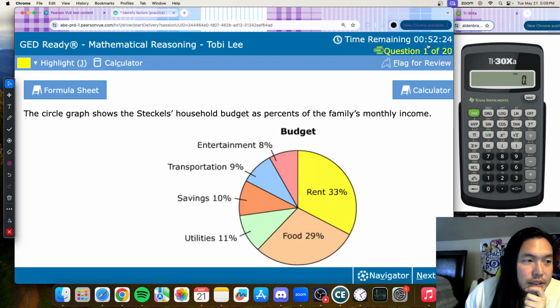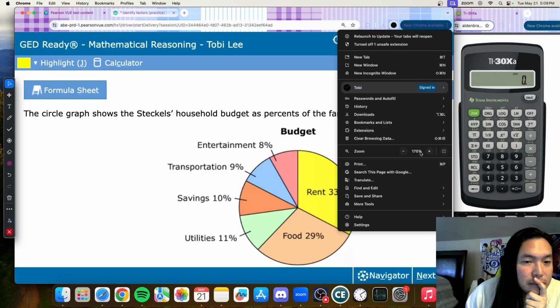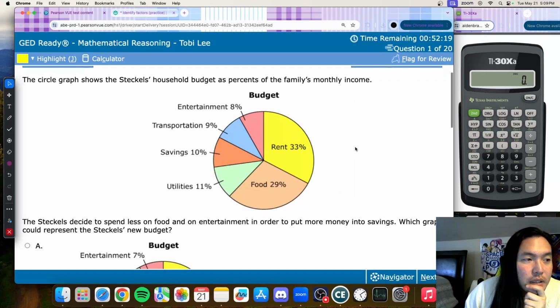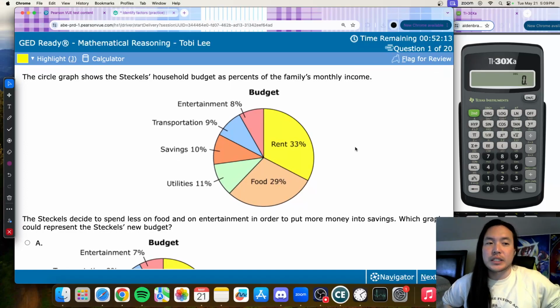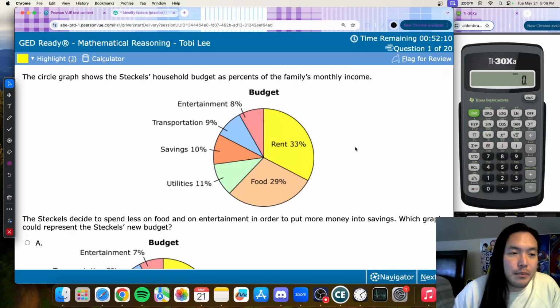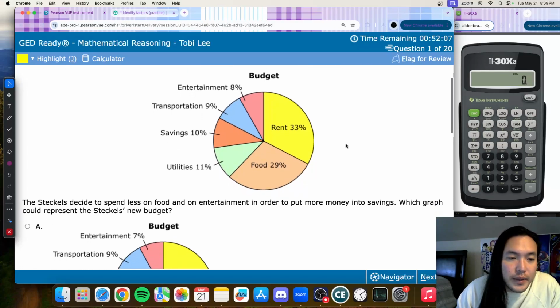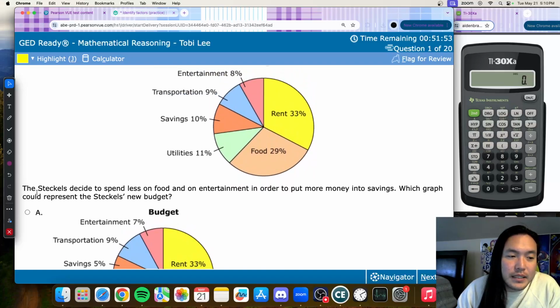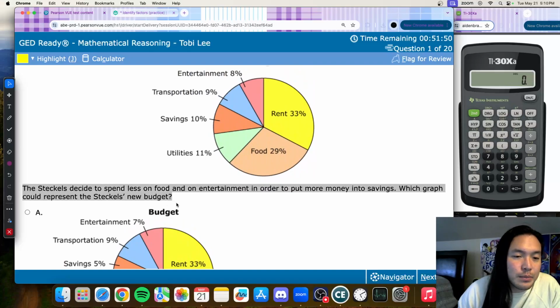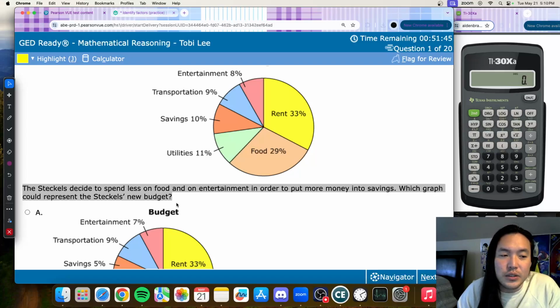All right, interesting question here. We have a graph, a circle graph. This circle graph shows the Steckles household budget as percents of the family's monthly income. A third of the money goes to rent, another almost third, 29%, goes to food, and we have utilities, savings, transportation, and entertainment. Here's the question. The Steckles decide to spend less on food and on entertainment in order to put more money into savings. Which graphs could represent the Steckles' new budget?